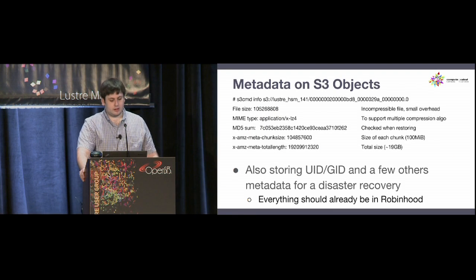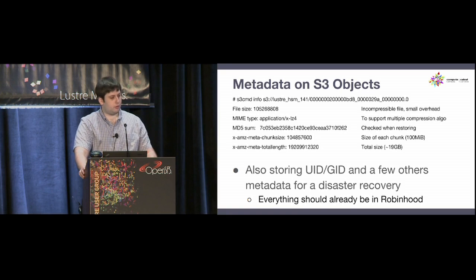So we put some metadata on each object to be able to restore properly. We store the compression algorithm we use, so we can change later on from LZ4 to support anything else. And we store the MD5 checksum, the size of each chunk, and the total size of the file, which is only there to allocate the proper buffer when restoring those files.